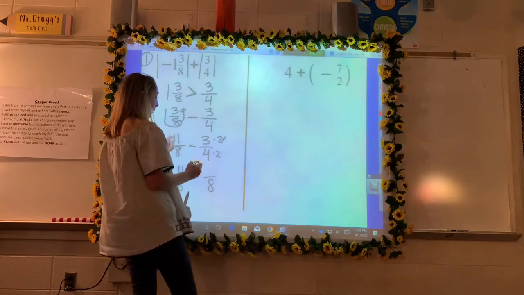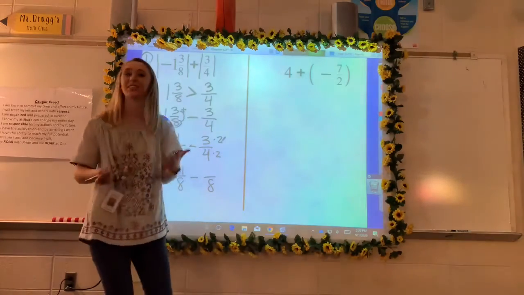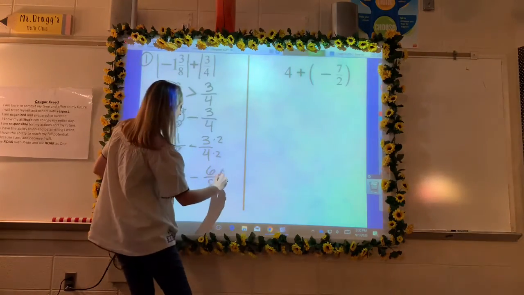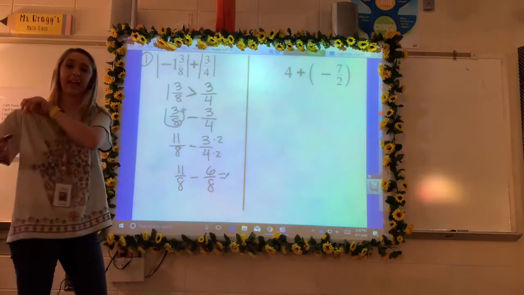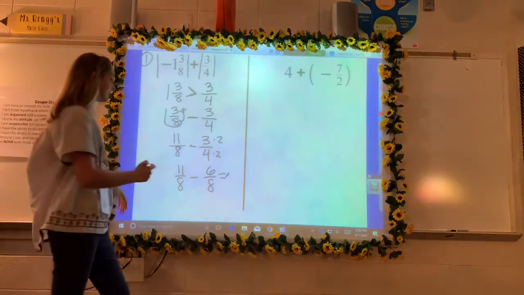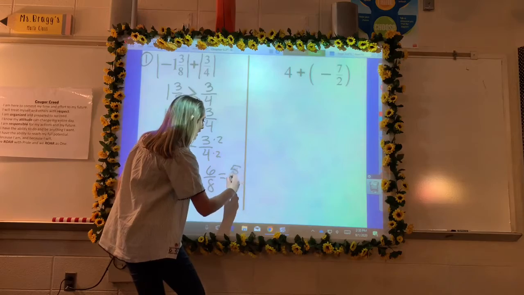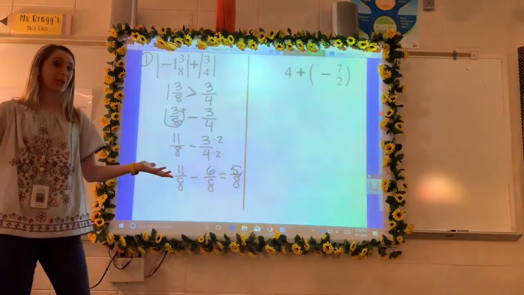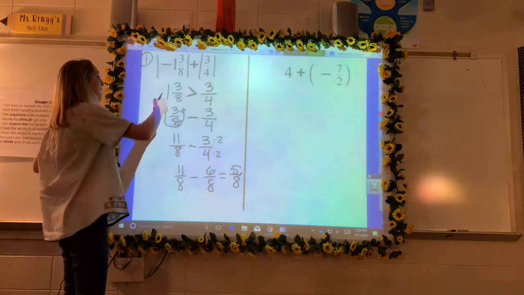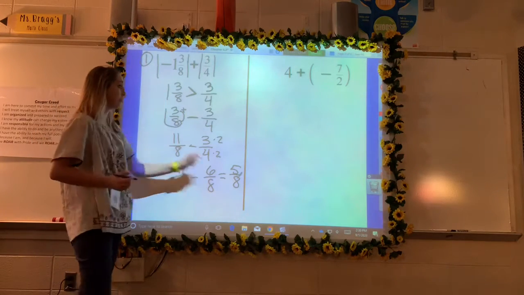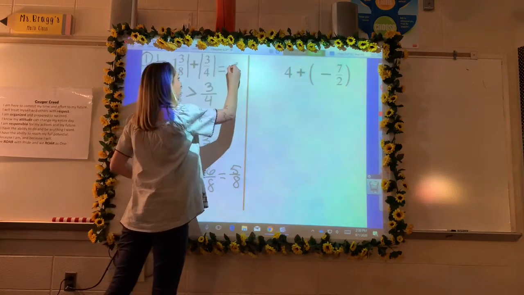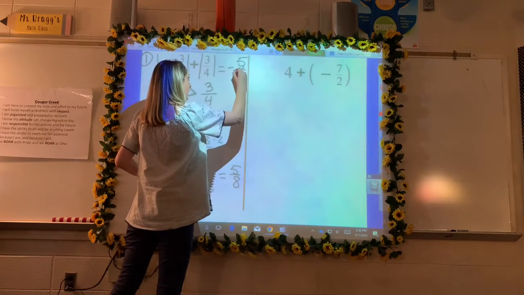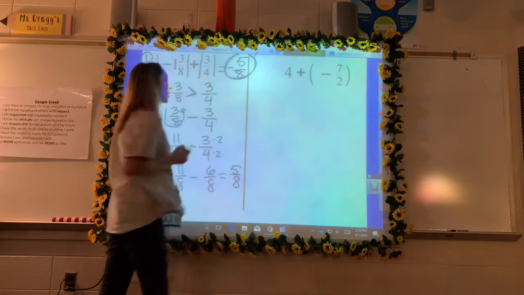And 3 times 2 gives us 6. So now we can just go straight across. And 11 minus 6 gives us 5. And remember, we keep the denominators. The only thing we're left to do is to add the sign. And remember, this was bigger, so we keep it negative. So it's going to equal negative 5/8. So that's our answer for that one.